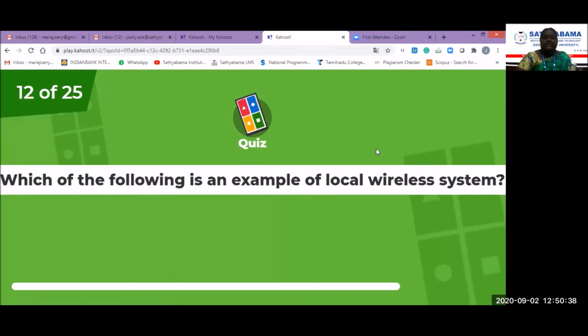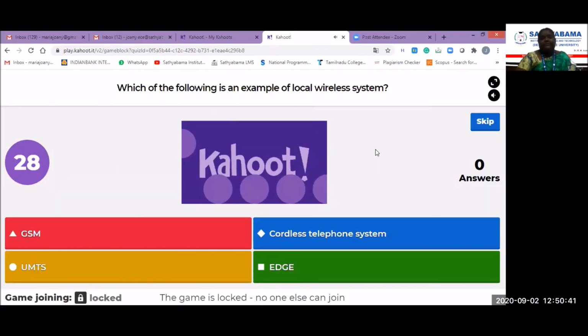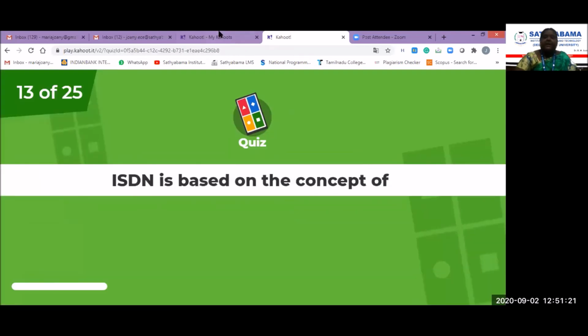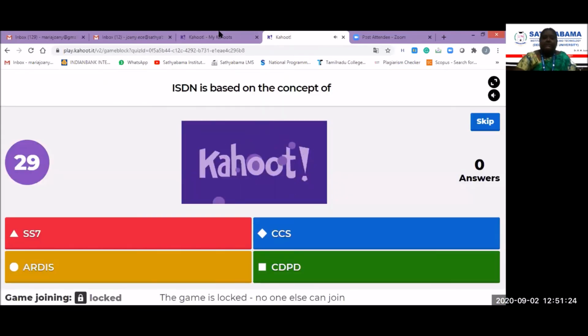Which one of the following is an example of a local wireless system which is used for shorter distance? Shorter distance, you should keep in mind. Yeah, this is going to be the cordless telephone system. Many people have left the session. Why? Only 174 students are here.